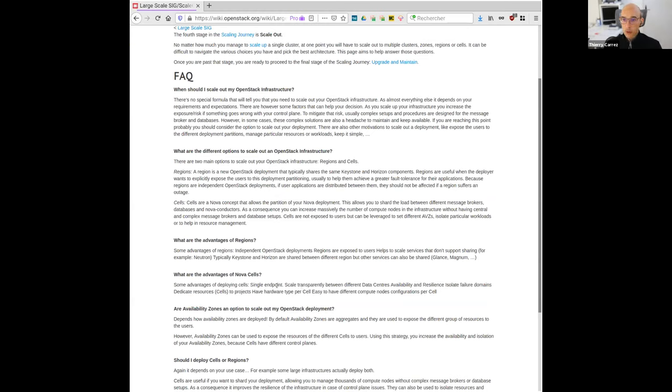So the goal is to put that knowledge out, because a lot of people have gone through that journey and have scaled their OpenStack deployments to massive scale. But for a lot of people, they are at the start of this journey and it's very intimidating. And knowing that that path was traveled before and that we have some answers is really helping.